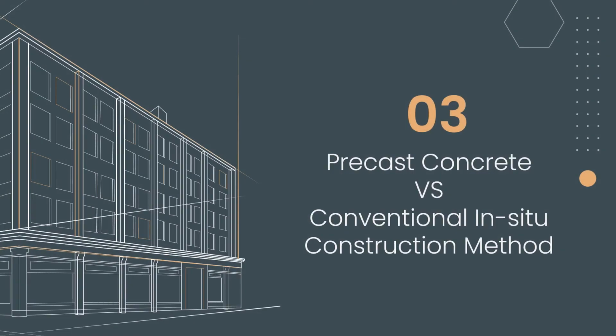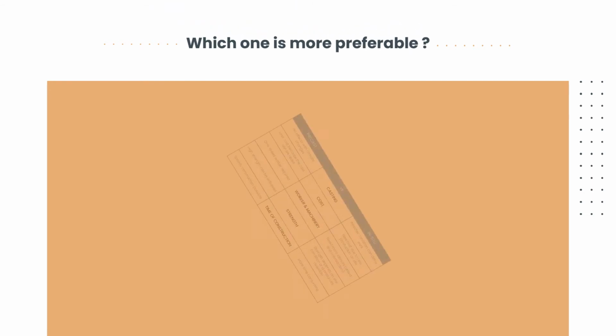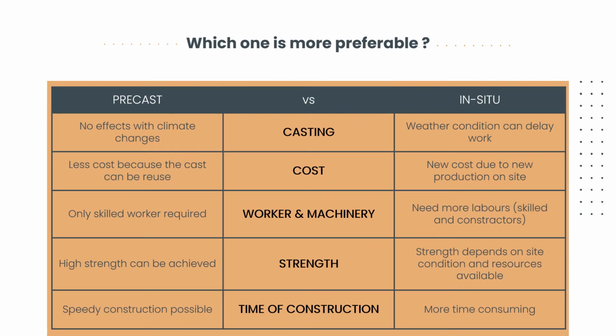Topic 3. Precast concrete versus conventional in situ construction method. We are going to task 3, which is which one is more preferable between precast and in situ. For the first category, the casting category, precast is not affected by climate changes, while in situ is changed by the weather condition, which can cause delay or not.